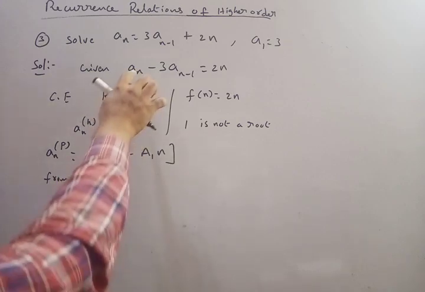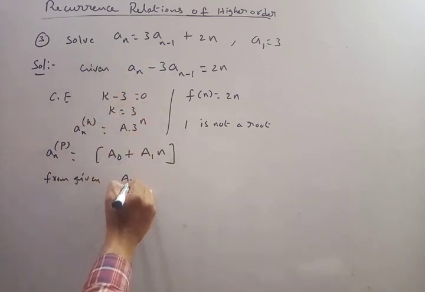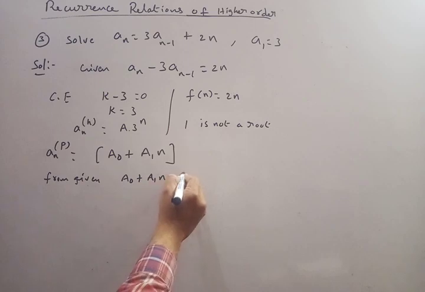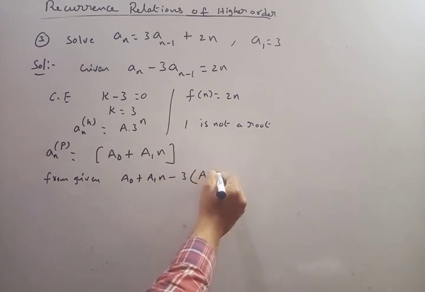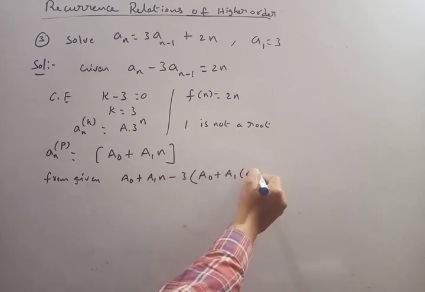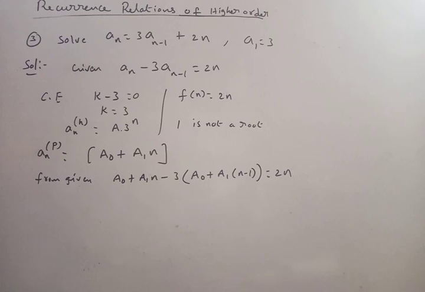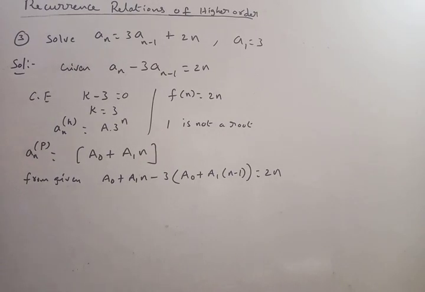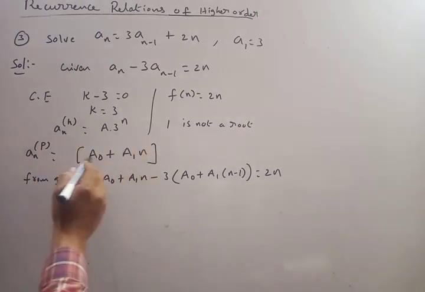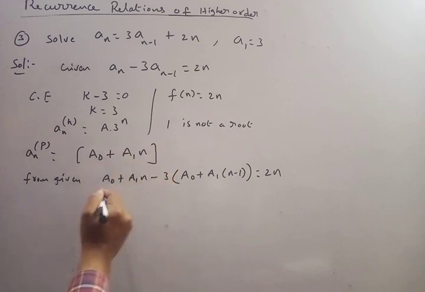So from the given, what do I get here? An means this full term as it is, a naught plus a1n. 3 into an minus 1, a naught plus a1 into n minus 1, is equal to n. Right? Now calculate the values of a naught and a1. This is an power p. Actually I need a naught and a1 from here. So what I get here?